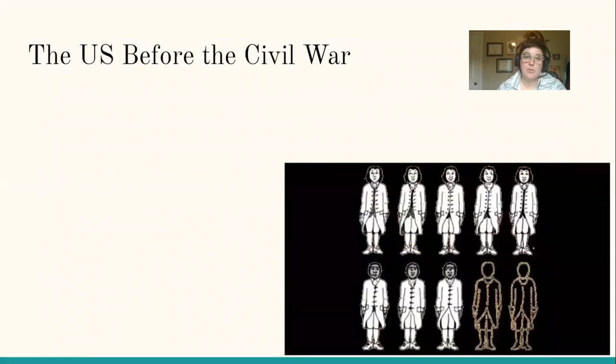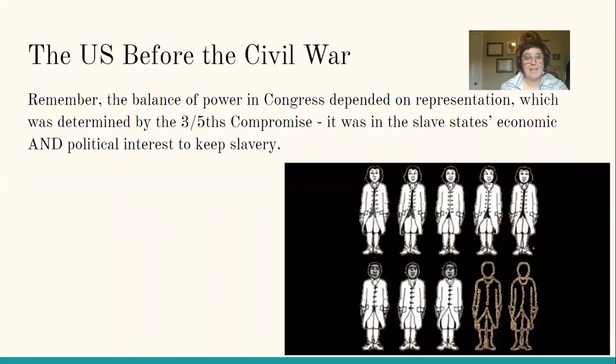Also remember that the balance of power in Congress really depended on representation, right? How many representatives a state had depended on the Three-Fifths Compromise, right? The slaves would count as 3/5 of a citizen, a white person. So if you had a large population of slaves, you might get extra representation. So it was in the slave states' economic and political interest to keep slavery.